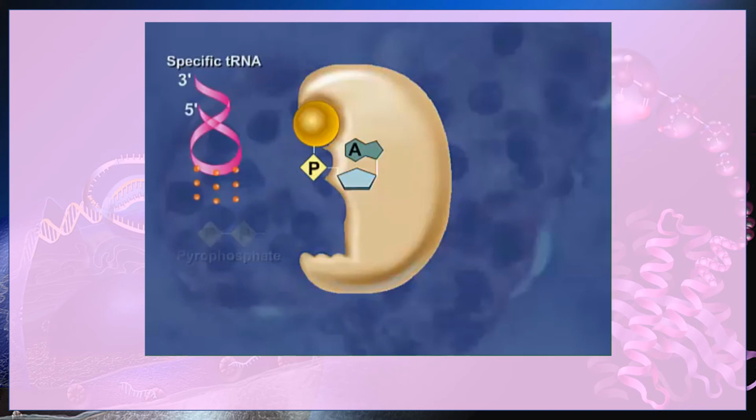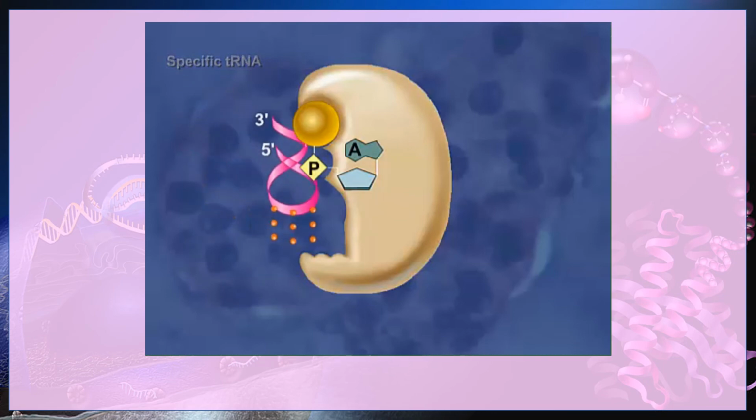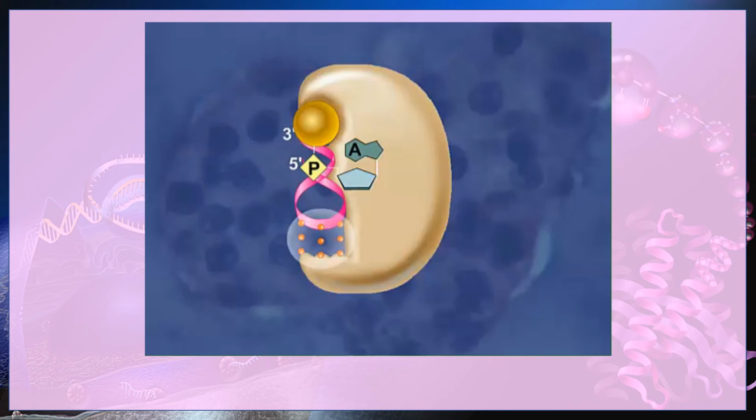A specific tRNA that has an anticodon that corresponds to the amino acid then binds to the synthetase. The RNA sequence in the anticodon region, as well as other parts of the tRNA molecule, such as the acceptor stem, are important for recognition between the tRNA and the aminoacyl tRNA synthetase.